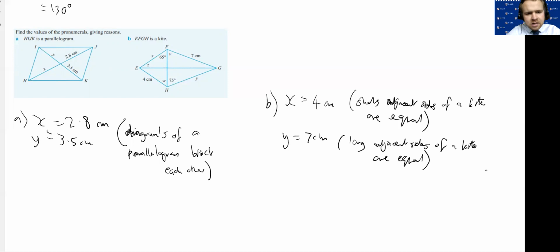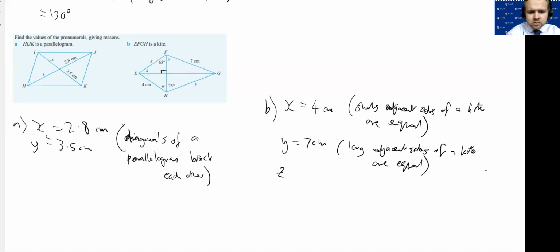And then Z is going to be an angle. Now, I know that angles of a kite bisect each other at right angles. Oh, sorry, diagonals of a kite bisect each other at right angles. So that's going to help me find that missing angle there. So in this instance, Z is going to be 180 minus 65 minus 90.